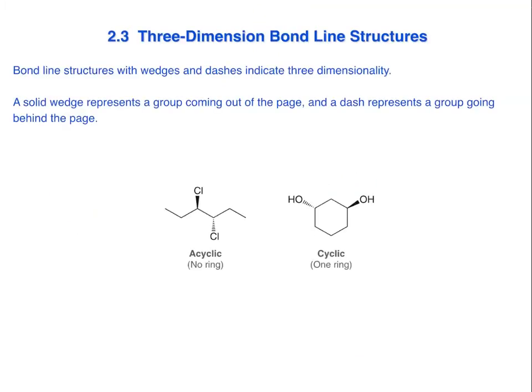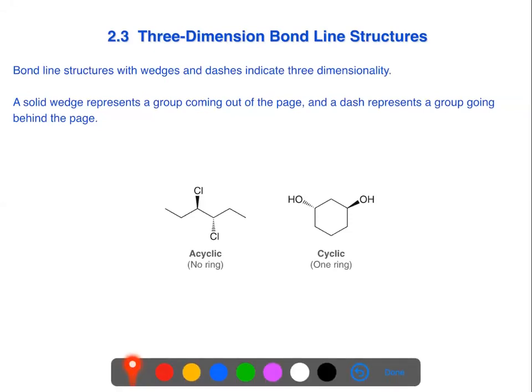The last section in this video is section 2.3 on 3-dimensional bond line structures. Bond line structures with wedges and dashes indicate 3-dimensionality. So if we wish to show the 3 dimensions of a particular molecule on a 2-dimensional page, we need to use solid wedges and dashes to represent that 3-dimensionality. So if we look at the 2 examples shown here, we have an acyclic, implying no ring system, and a cyclic system, where we have a single cyclohexane ring.